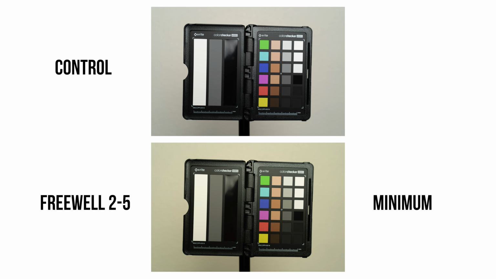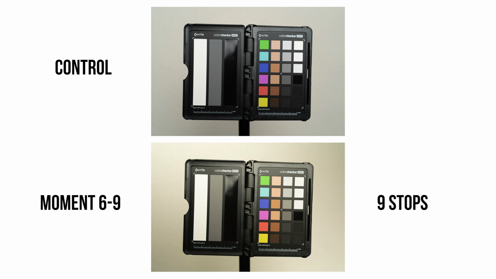The 2 to 5 Freewell filter had a very similar yellow color shift to the PolarPro, but the 6 to 9 actually pushed a little bit more green than yellow. And then the Moment filters actually went the opposite way of the Freewells. The 2 to 5 stop actually looked a little bit more green, and the 6 to 9 looked a little bit more yellow. So the PolarPro comes out on top in this category as well.